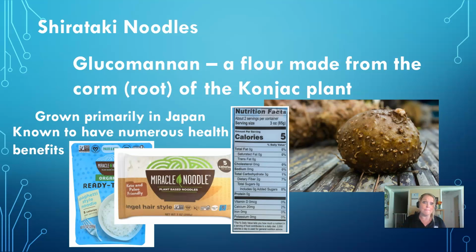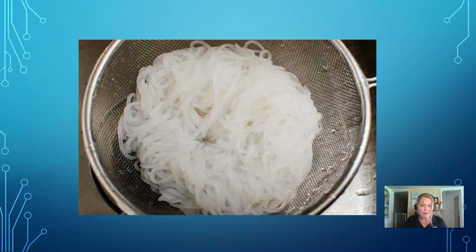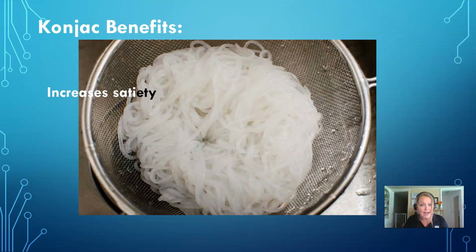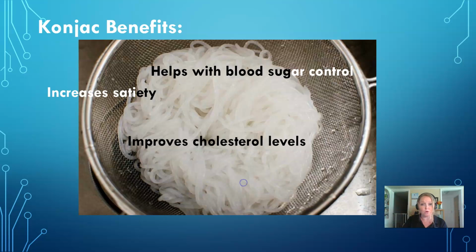And look at how amazing the nutrition content is in there. In a serving of it is only 5 calories and 3 grams of carbohydrate, 2 of which is from fiber. Fiber is the key to the konjac plant and basically is the reason for a lot of the benefits. Now, it does increase your satiety because it's all soluble fiber. And we'll talk a little bit more about what that means in a couple minutes. But it increases your satiety. It will help with blood sugar control.